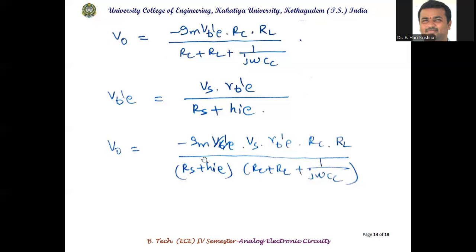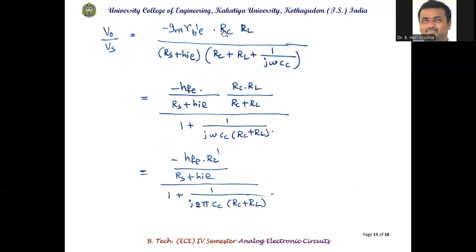So here Rs plus Hie is kept in the numerator part, and from the denominator part Rc plus RL will be taken as common. So minus Gm Rb'E Rc RL, we have written one more time. Then Gm Rb'E is HFE, minus HFE. Rs plus Hie is taken on the numerator side, and from the denominator part we are taking Rc plus RL. So the leftover component is 1 plus 1 by j omega Cc into Rc plus RL. Then this component is written as RL', and the leftover component, and omega is equal to 2 pi f. Sorry, here f is missing. So the numerator part is the mid-frequency voltage gain and the leftover component.